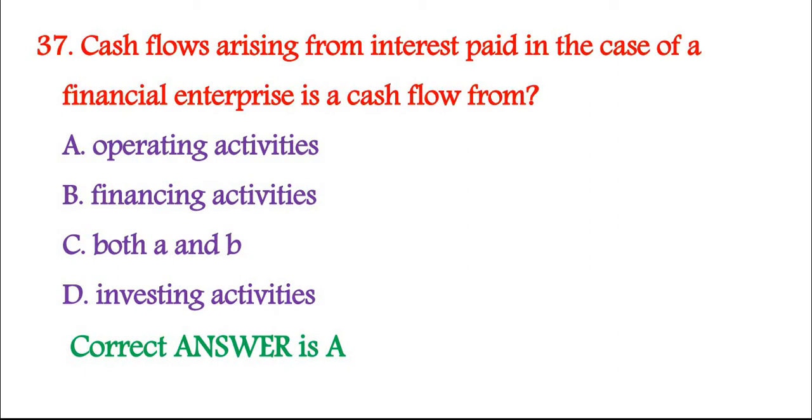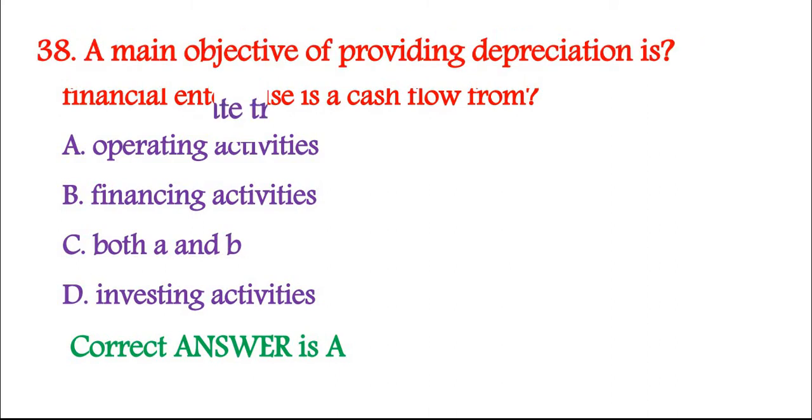37. Cash flows arising from interest paid in the case of a financial enterprise is a cash flow from: A. Operating activities. B. Financing activities. C. Both A and B. D. Investing activities. Correct answer is A.